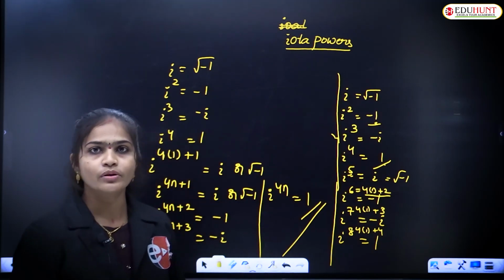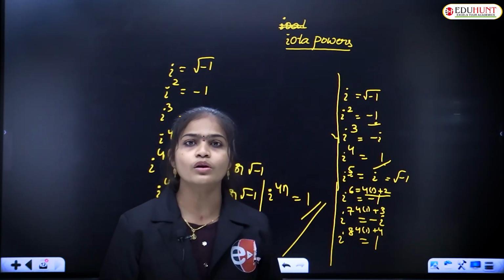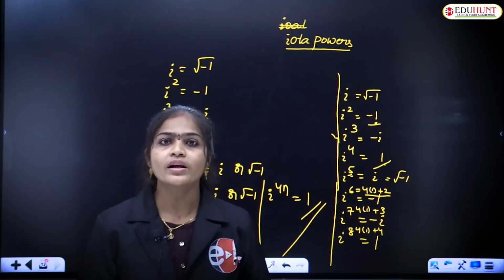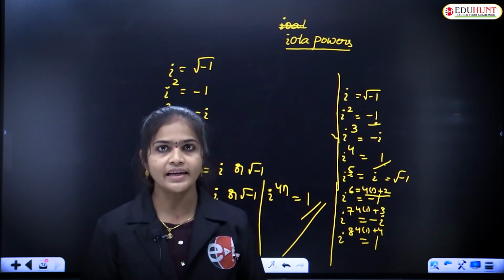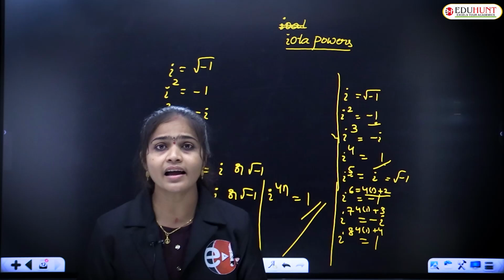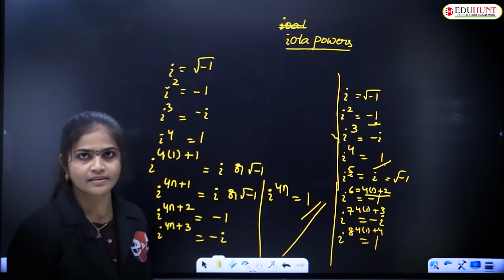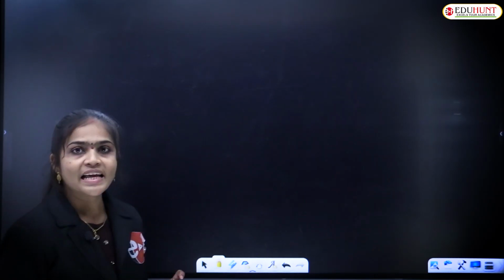So this is about imaginary numbers. Imaginary numbers means the square root of negative numbers are called imaginary numbers. What is the symbol which we use to represent imaginary numbers? i, small i, which we call iota. So this is the powers of i, or iota powers. Clear? After this we have complex numbers.